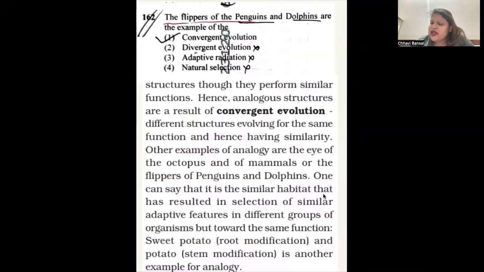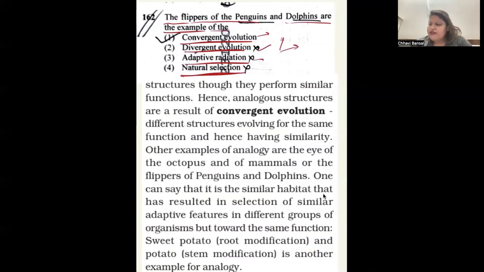The flippers of penguins and dolphins are an example of convergent, divergent, adaptive, or natural selection. See, what is convergent evolution? Convergent evolution means you have different structures, but they are performing a similar function. You have grown differently, like these are analogous structures. They do not have the same structure, but they perform the same function, which shows convergent evolution. Divergent evolution is where the same structure performs different functions. Adaptive radiation is where the same species gives rise to multiple species, right? And natural selection is a trait that is selected by nature.